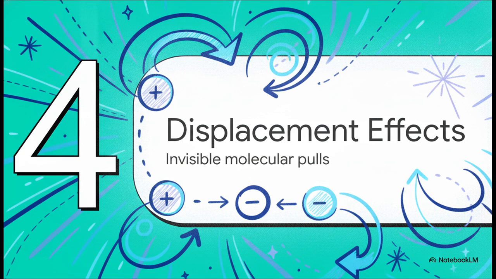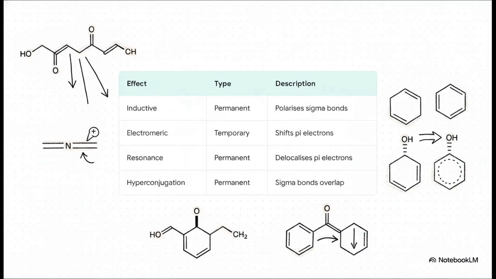Section 4, electron displacement effects. Now we get to look at the unseen forces, the invisible poles that dictate exactly where these nucleophiles and electrophiles will actually attack. There are 4 main displacement effects that shift electron density either permanently or temporarily.